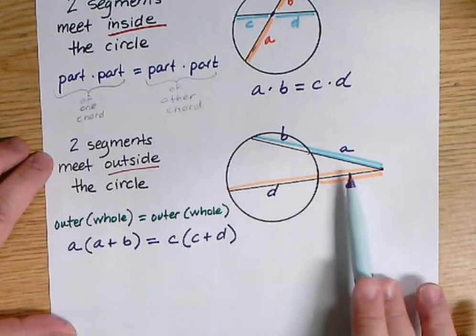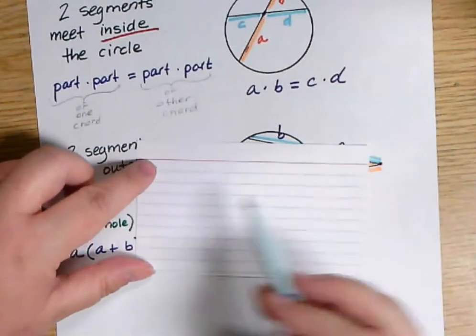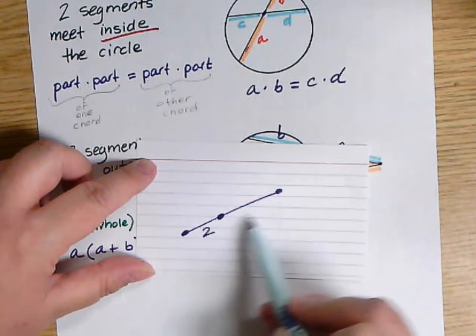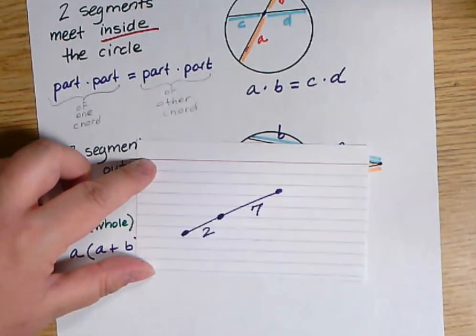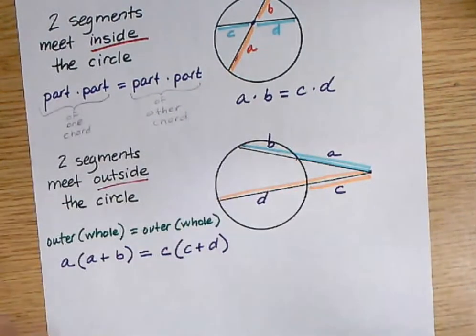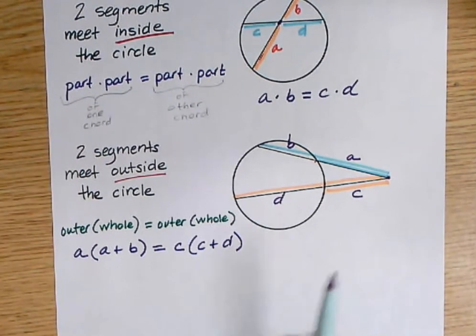get the whole length. But if I have a segment, just any random segment, and it has two parts, and I asked you, what is the length of that whole segment? You would say, oh, that's 9 because I do 2 plus 7. Well, don't forget that when you're doing these. To get the length of the whole thing, you want to add, not multiply.